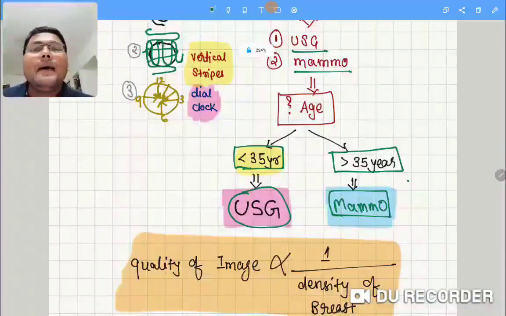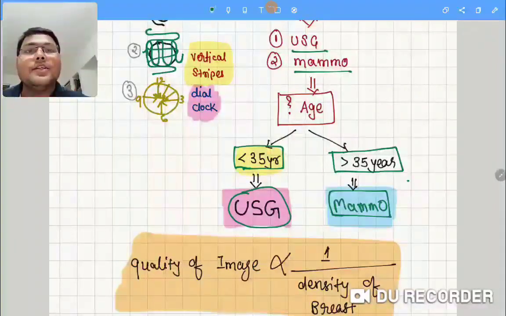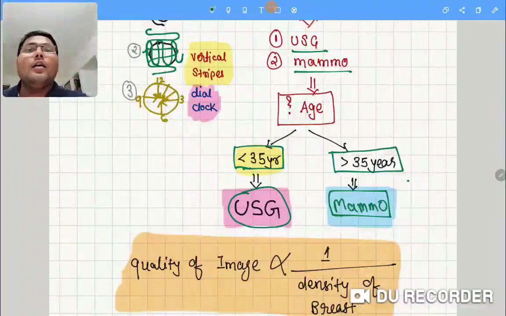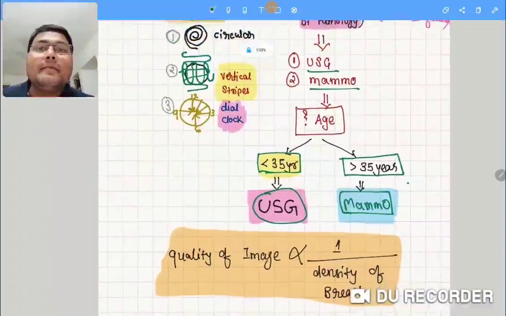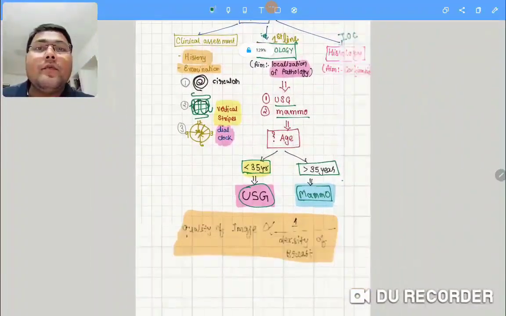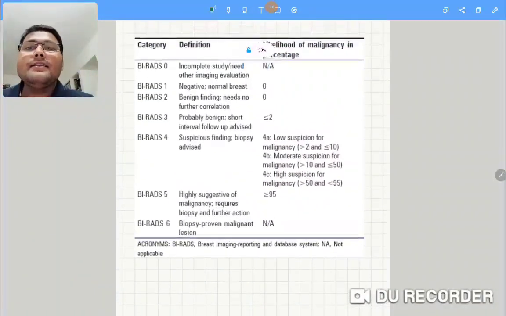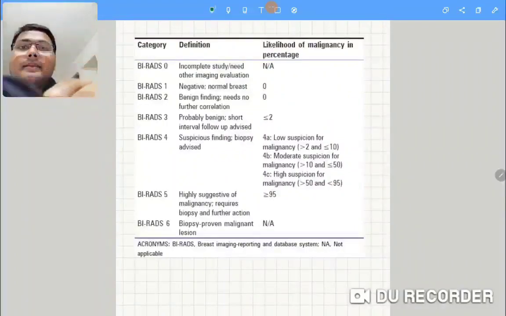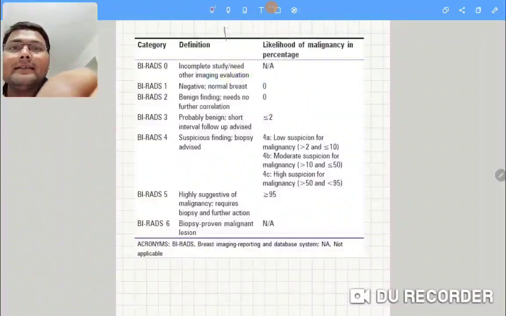After you have localized the pathology, then you have to go for a tissue diagnosis. In tissue diagnosis we should go for FNAC or true cut biopsy, core needle biopsy. So let's discuss that. But before discussing the true cut and the FNAC, let's understand the BI-RADS category. This is based on the mammographic finding, right? BI-RADS.